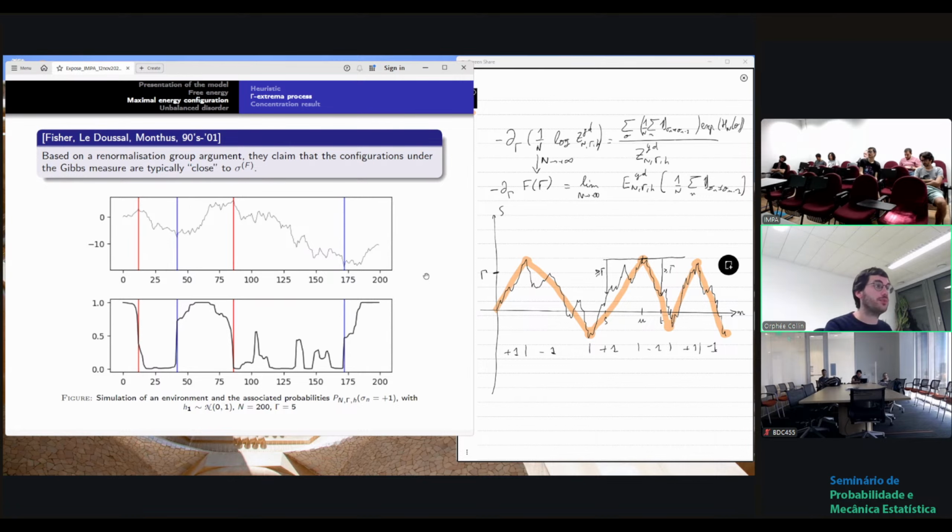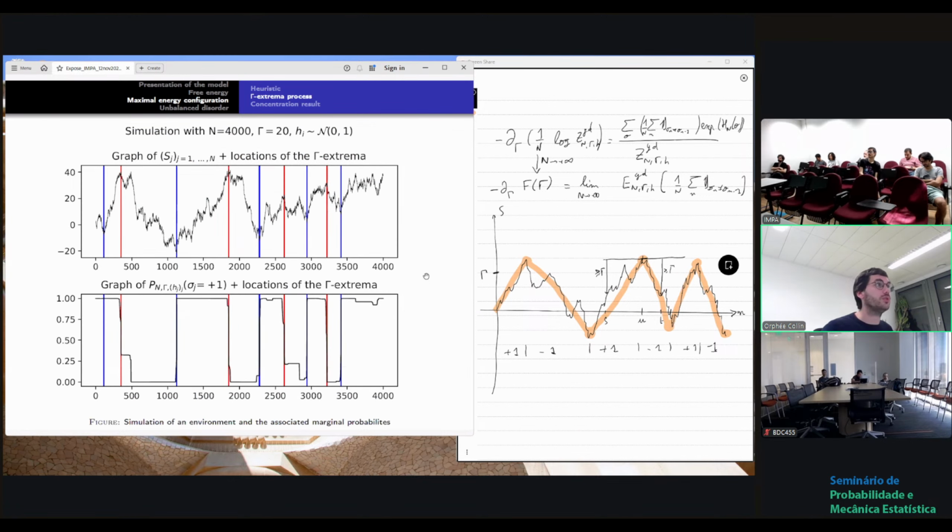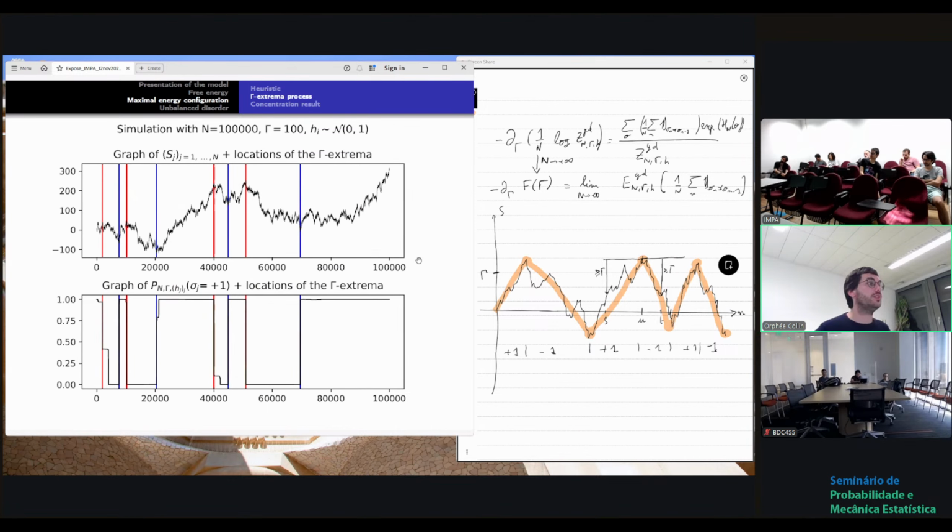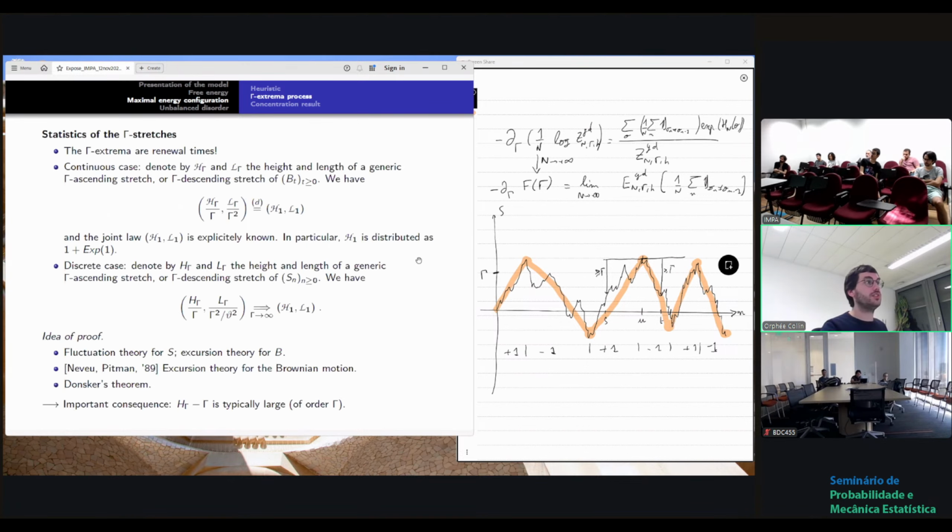Gamma is equal to 5, but now I'm going to show you a simulation with gamma equal to 20. And then you see that this behavior is even sharper. So the probabilities are really close to 0 and to 1, and they really switch at the position of the gamma extrema in this simulation. And now with gamma equal to 100, this is even sharper.